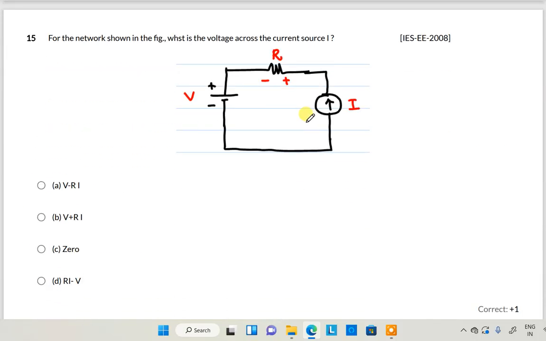Next we are moving to question number 15. In question number 15, for the network shown in the figure, what is the voltage across the current I?